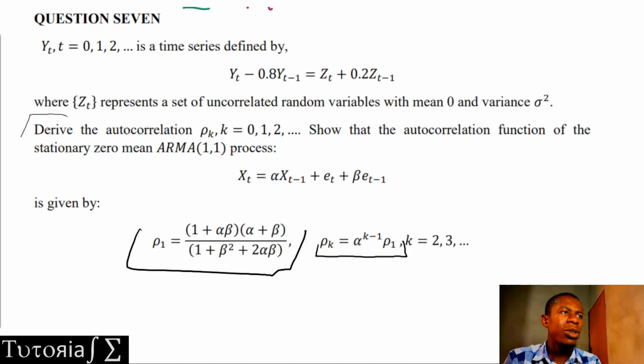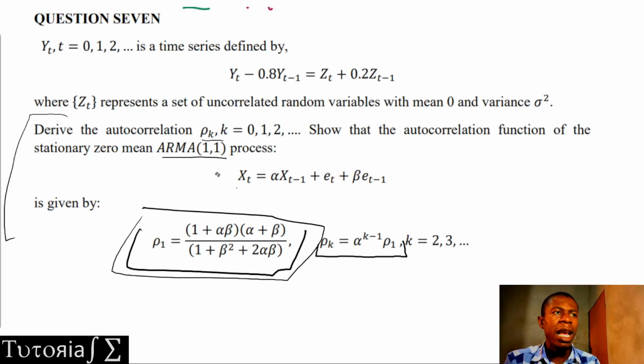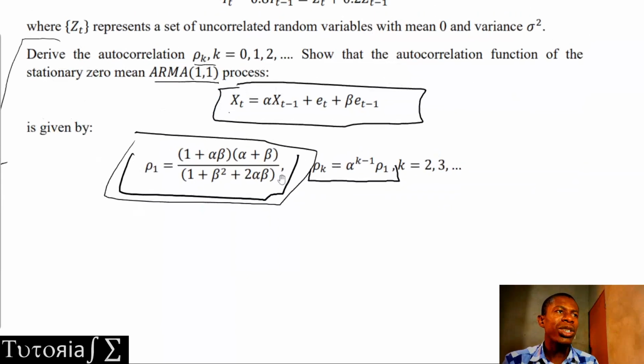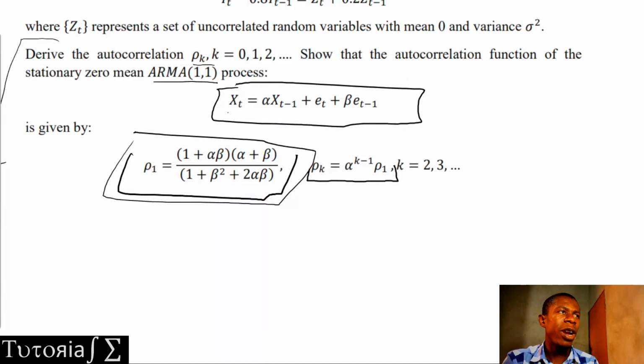So we've been asked to derive rho k, to show that the autocorrelation function for a stationary zero mean ARMA(1,1) process is given by this right here. So this is the autocorrelation function at k equals 1. This is the process that we've been given. So what do we need to derive this expression?